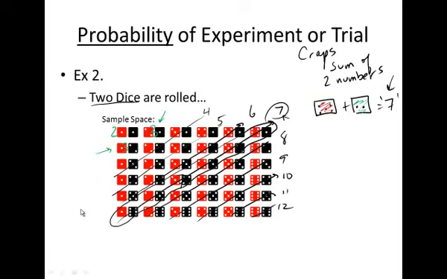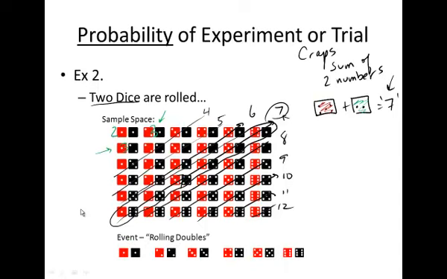Okay. So anyway, rolling doubles would be an example of an event. The sample space can be represented by the set of ordered pairs. 1, 1. Okay. 1, 2. This one here would be 1, 3.